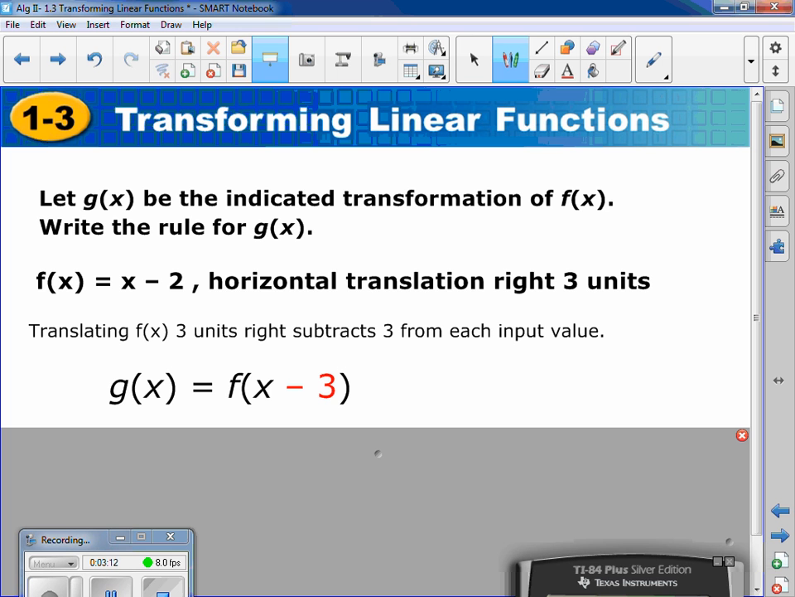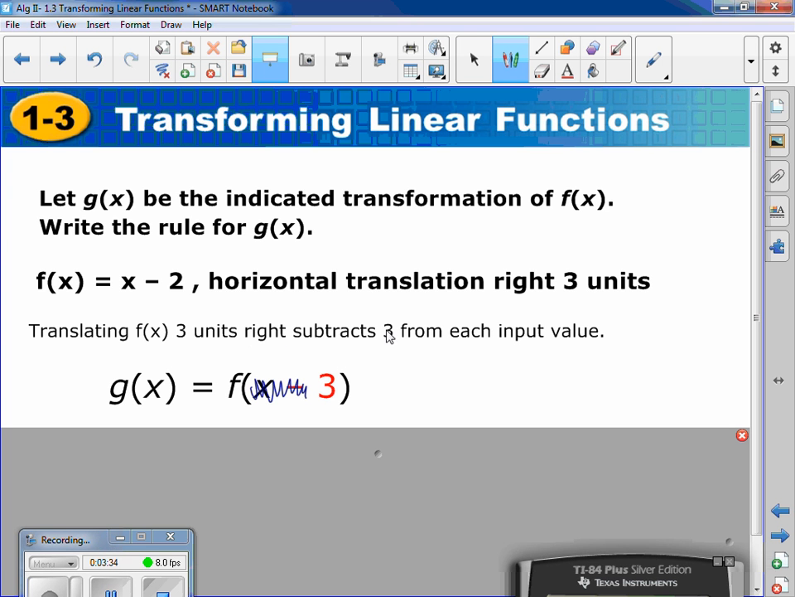Some of you are wondering why it's minus 3. If you want to move it to the right, it needs to be a minus 3. The function itself, you have x minus h. This has to be there. So it says just 3.